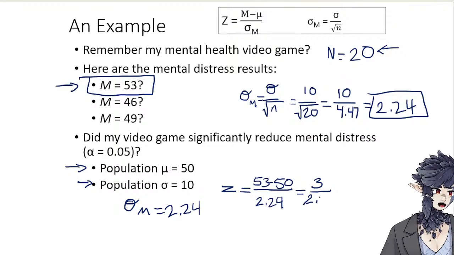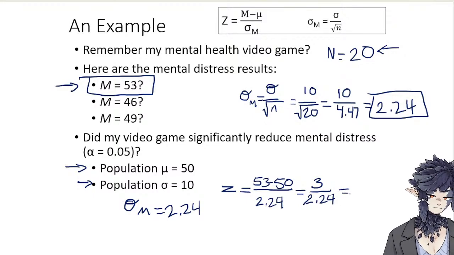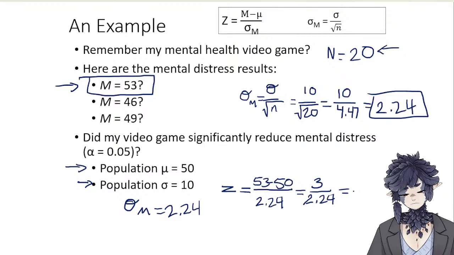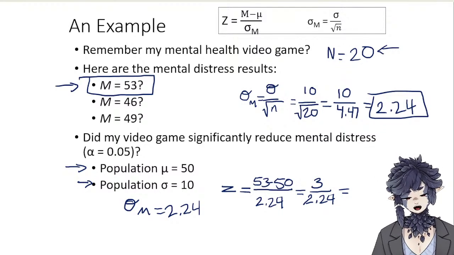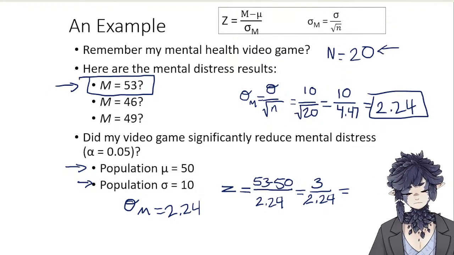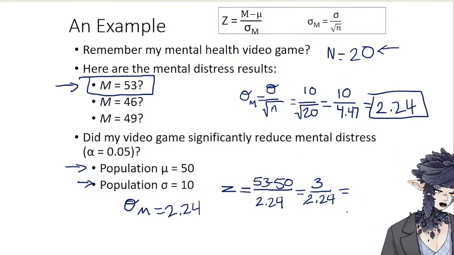3 divided by 2.24. And again, I can't do this in my head because I'm bad at math. So 3 divided by 2.24 gives us a z-score of about 1.34.